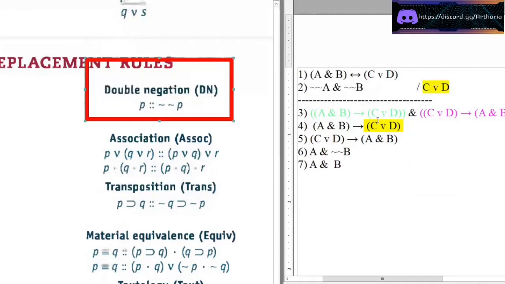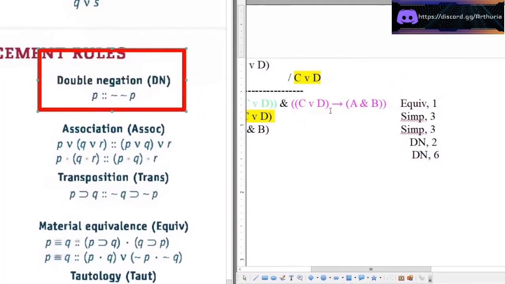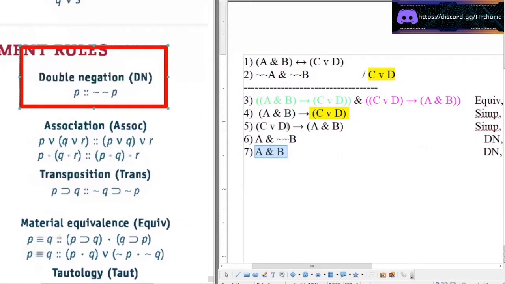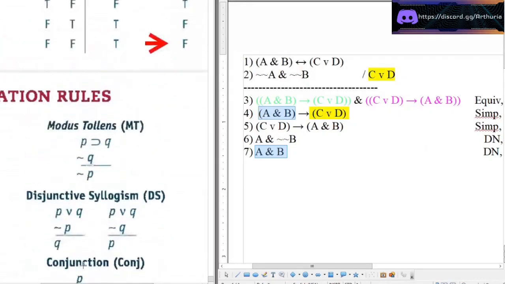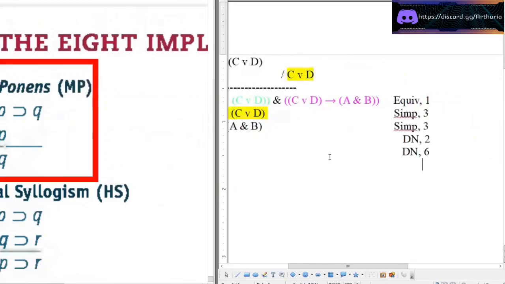It should be double negation of 6. Oh no. Okay. And so now we see this and we see this. And that's going to be modus ponens. So then in line 8, we can write C or D with our favorite rule, modus ponens. Everyone's favorite rule for some reason.